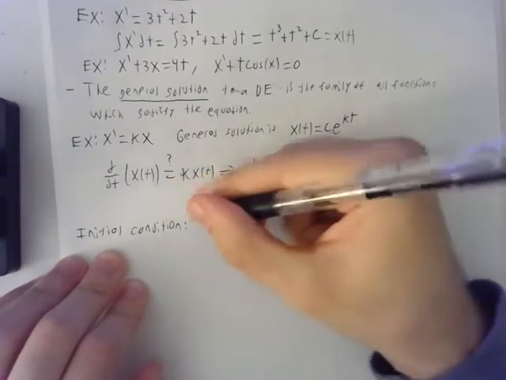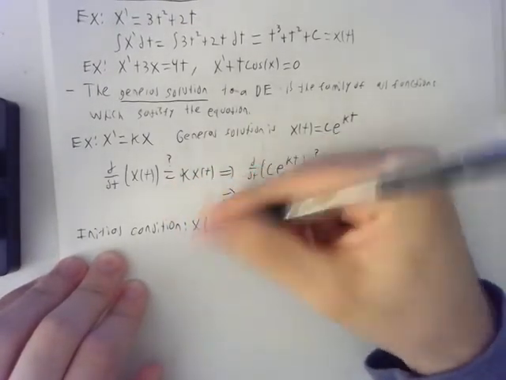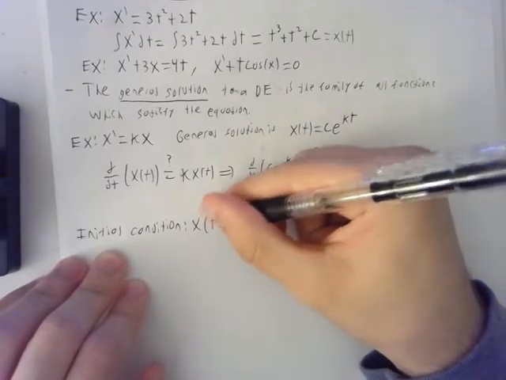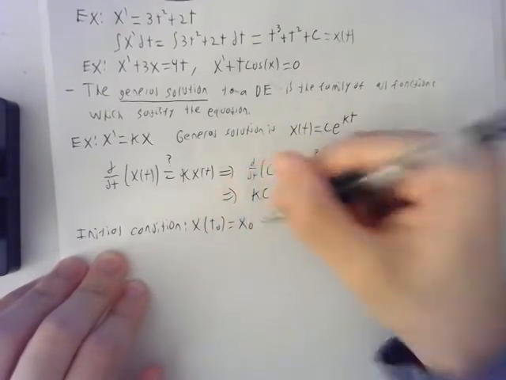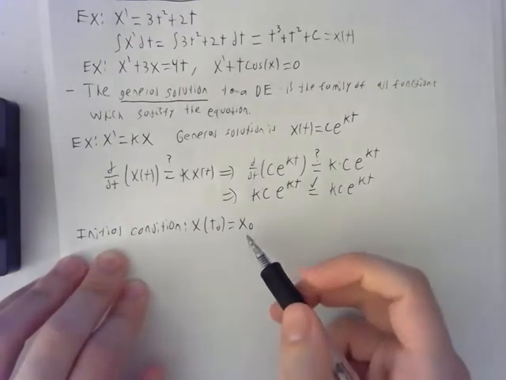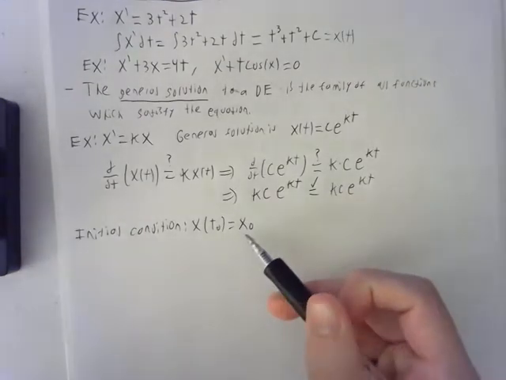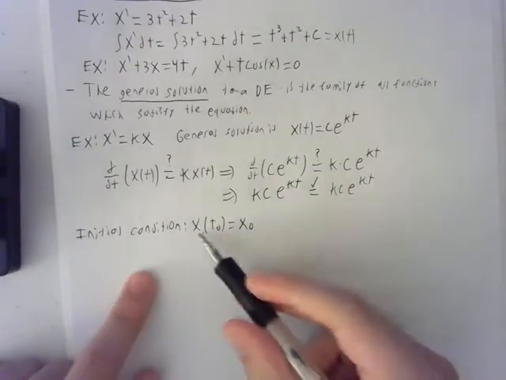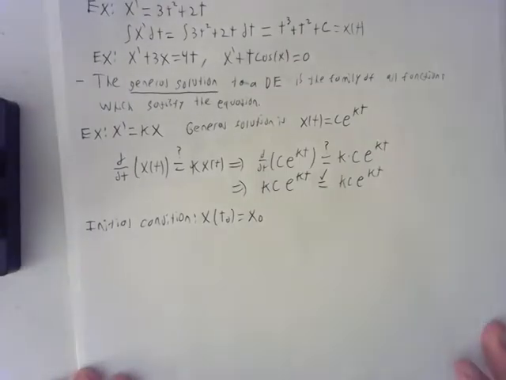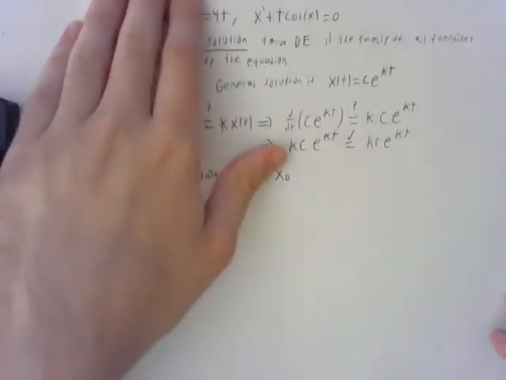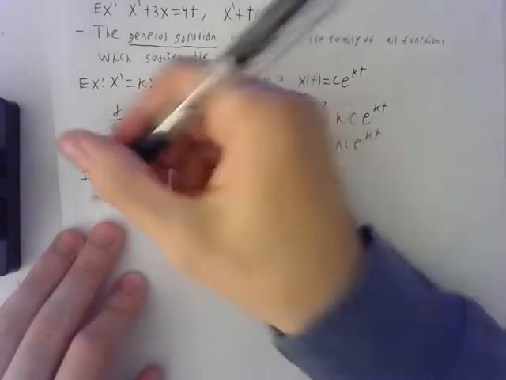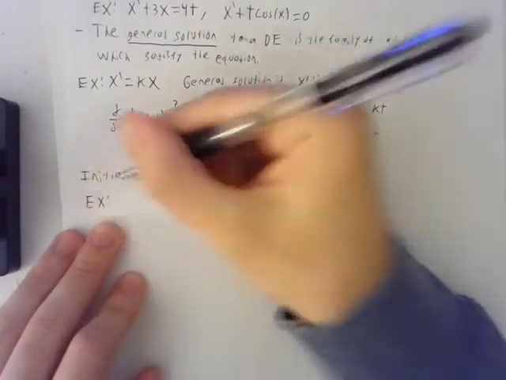So you would tell the value of the function at some point. For example, x of t0 equals some value x0, and t0 and x0 would be things that would be given to you. So if you have a differential equation together with an initial condition, it's what's known as an initial value problem. And if we have initial value problems, then we can solve for the solution to the differential equation uniquely. So let's see an example of how that would work.